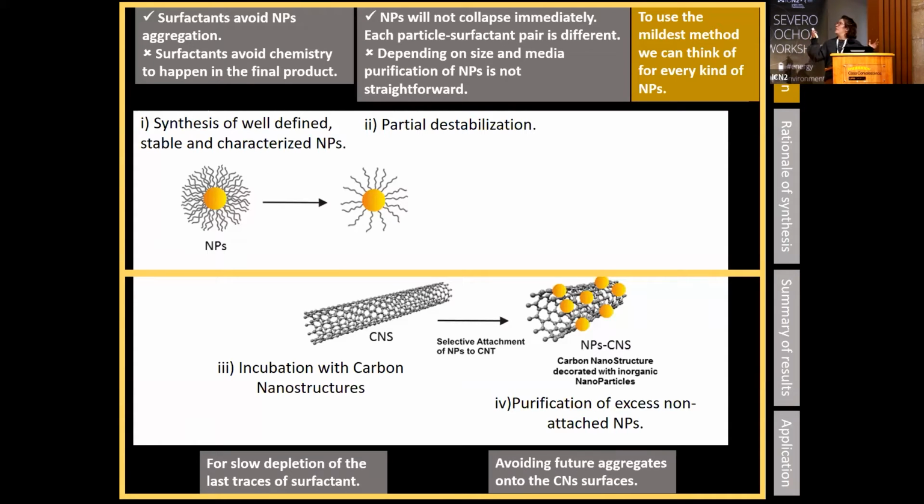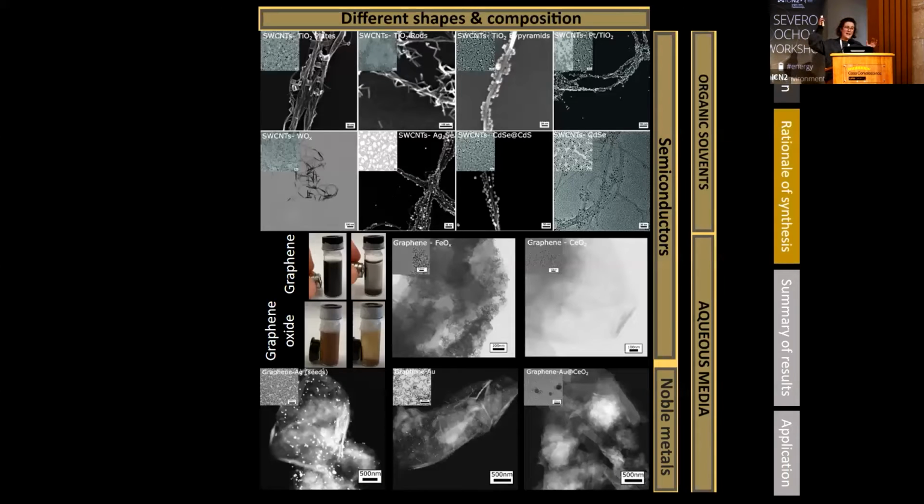Thinking like that has allowed us to create a really wide array of nanocrystals onto different carbon nanostructures. We have synthesized nanocrystals in organic solvents, in aqueous media, we have synthesized semiconductors, novel methods, all of them with different shapes and compositions. And well, we succeeded and we have kind of universalized this approach.